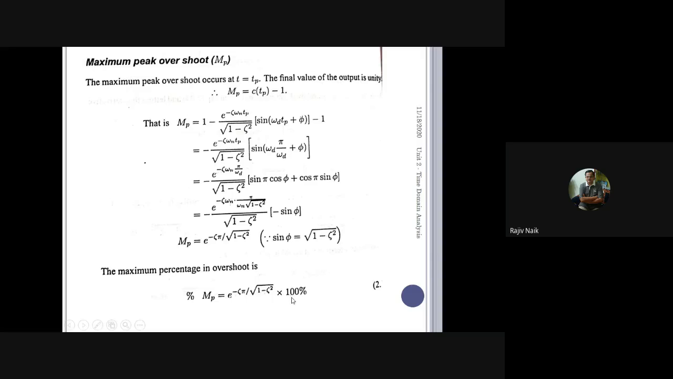Similarly, you can find out the MP value. This is the MP equation. Put the zeta value. Omega n is not at all there. Only the zeta value is sufficient to find out the peak overshoot. Multiply it by 100 to get it into percentage.